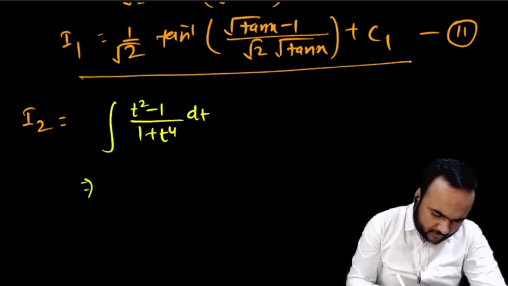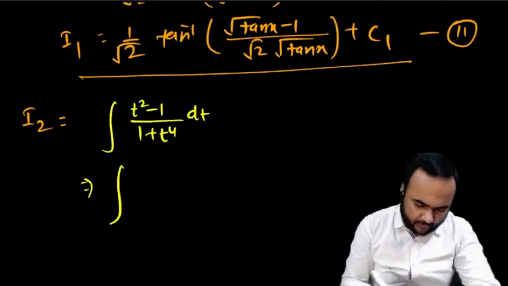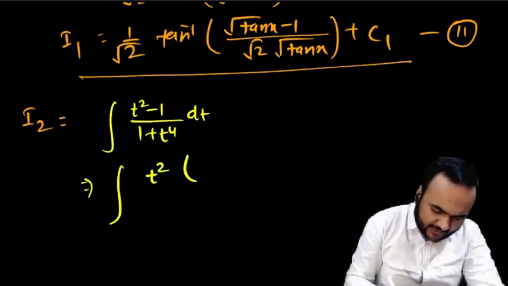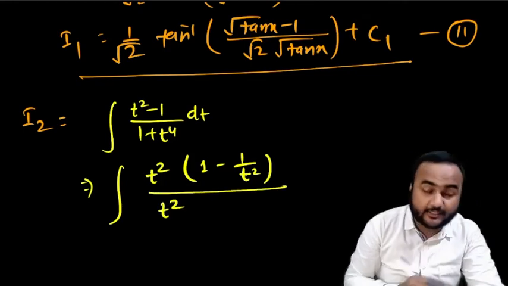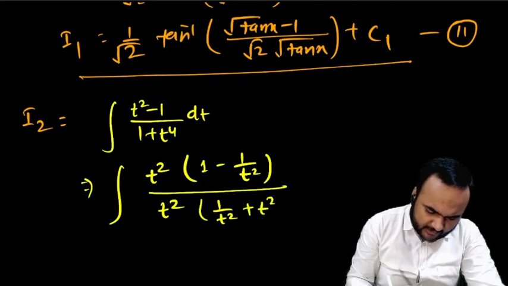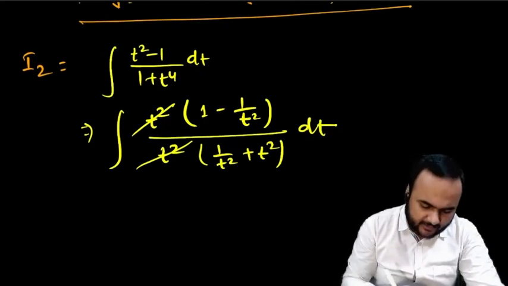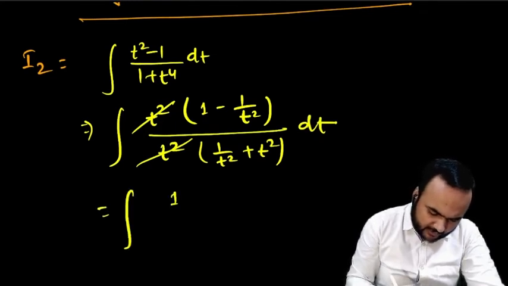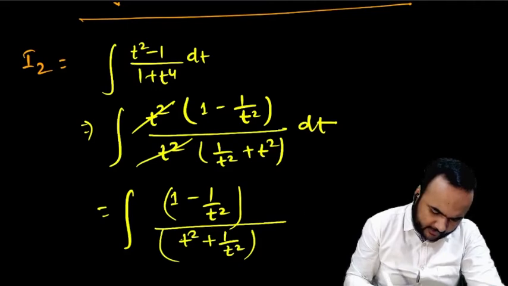So what I'm going to do, again, I'm going to take common t square from the numerator and t square from the denominator. So this will become something like this, 1 minus 1 by t square over, if I take t square common from the denominator, it will become 1 over t square plus t square. Into dt. Now t square and t square will get cancelled out. So the whole integration will become 1 minus 1 by t square over t square plus 1 by t square.